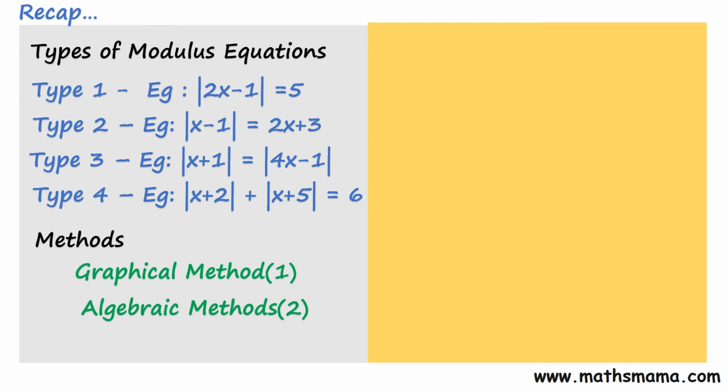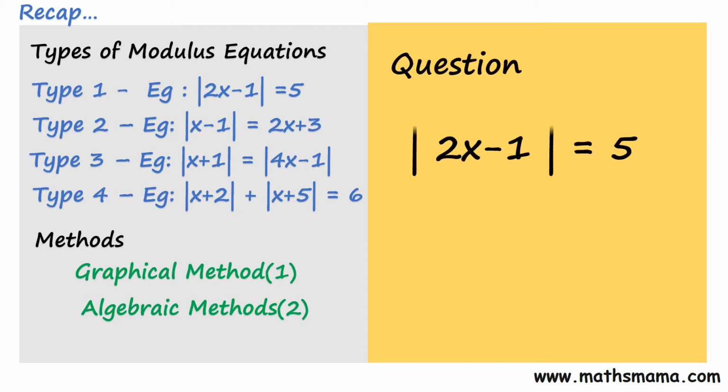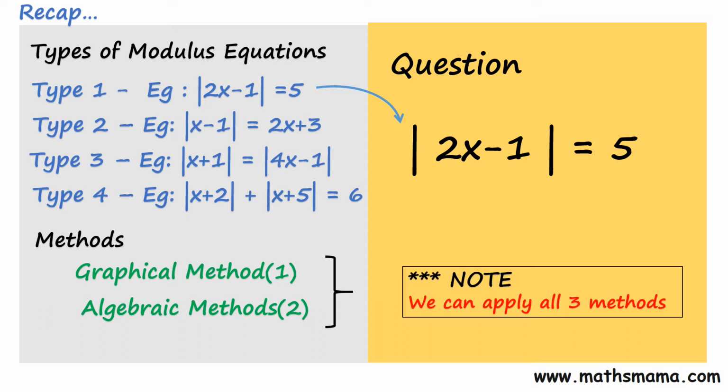We'll start off with a question. We've got the modulus of 2x minus 1 is equal to 5. It looks like type 1 because on one side there's a modulus and on the other side there's a positive constant. The good news is, as we discussed in the previous video, you can use all 3 methods in solving this type of equation.